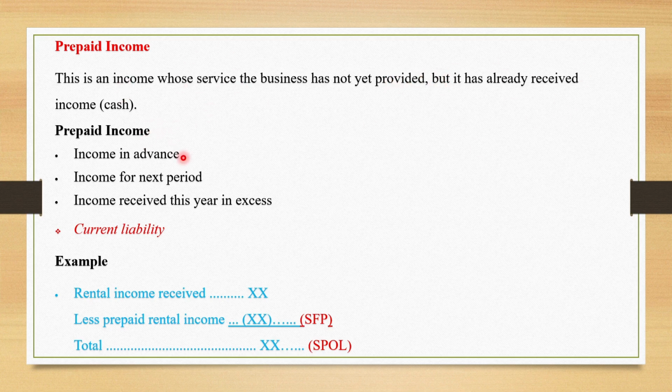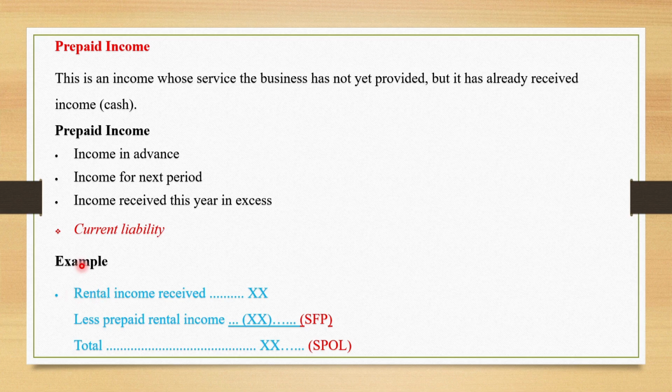Has already received. So it is also called income in advance, income for next period, income received in arrears. So the income received this year in excess. Yes, income received in this year in excess. This income, it is recorded under what? Under current liability. You have an obligation to do what? To provide that service.